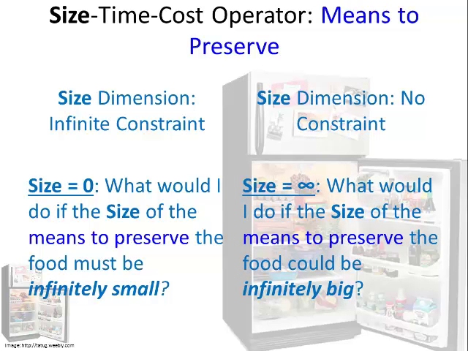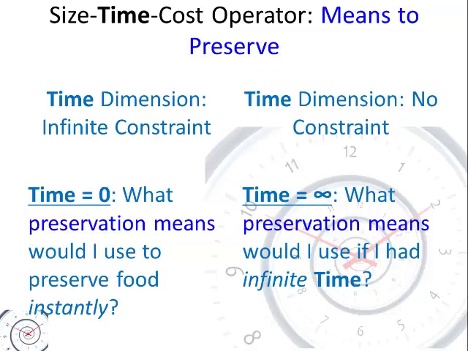For the means of preservation, this represents the absence of any constraint on the size of the means of preservation. It can be of any size. The next set of constraints are of the time dimension. We need to reflect on the problem when preservation means must either preserve food instantly or are allowed as much time to preserve food as needed.